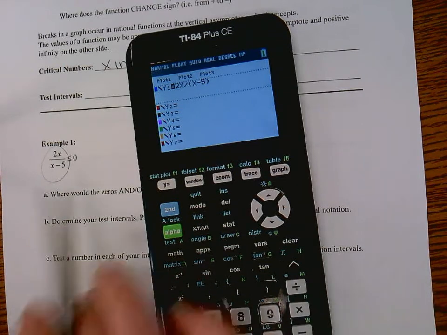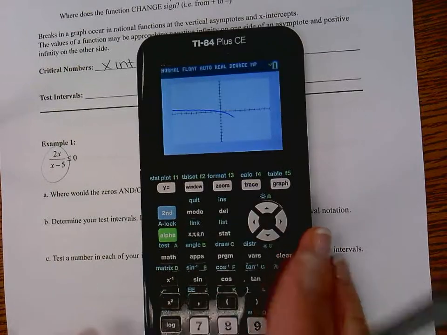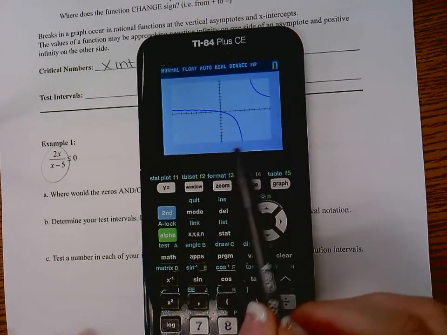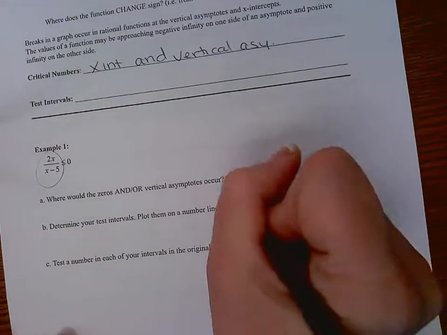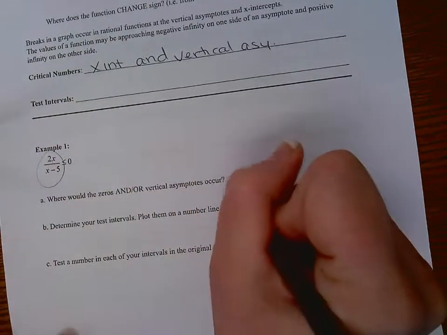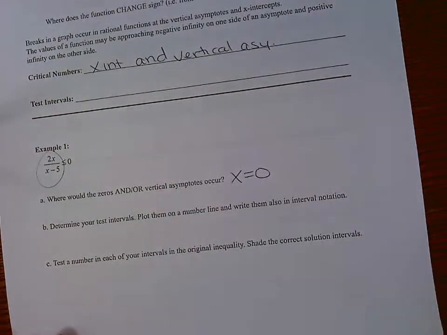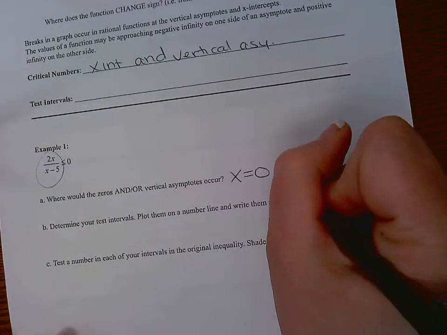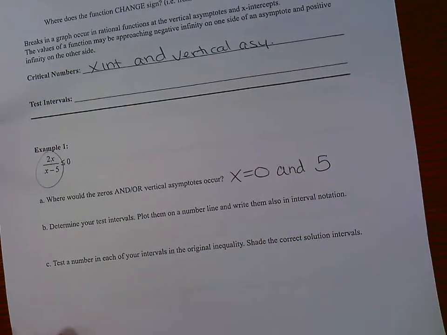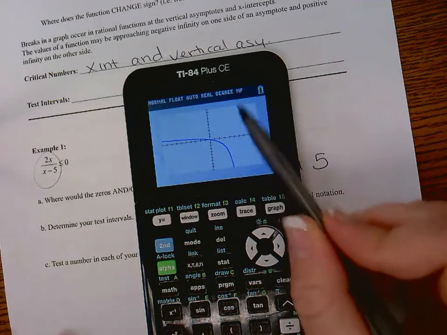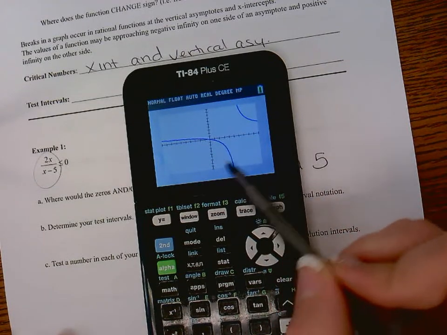Where is this graph below the x-axis? So it is below the x-axis right here. So let's think about our critical values. It has a 0 at x equals 0, right? That's its x-intercept. And it has a vertical asymptote at 5. So 0 and at +5. So this is 5, this is 0, and this is the region I want below the x-axis.